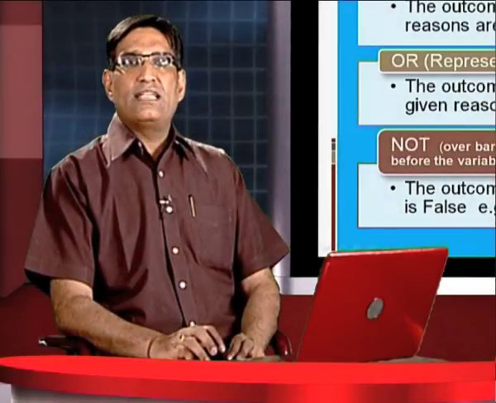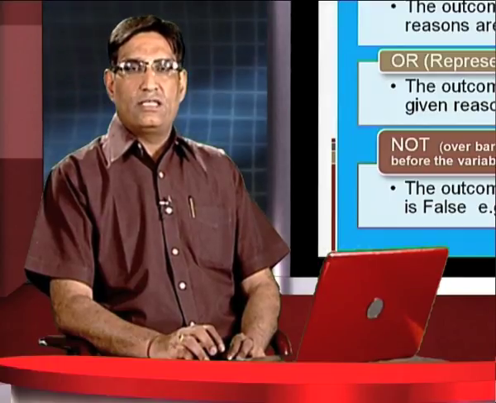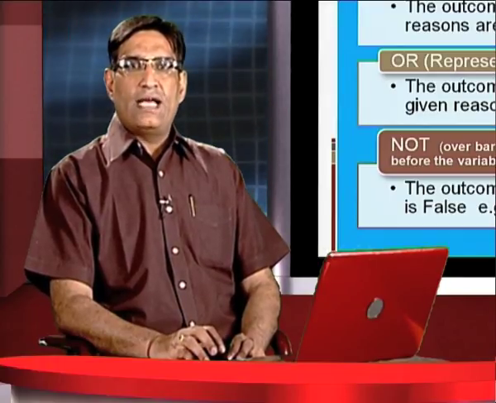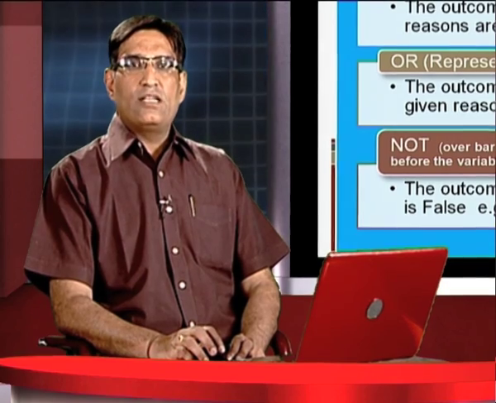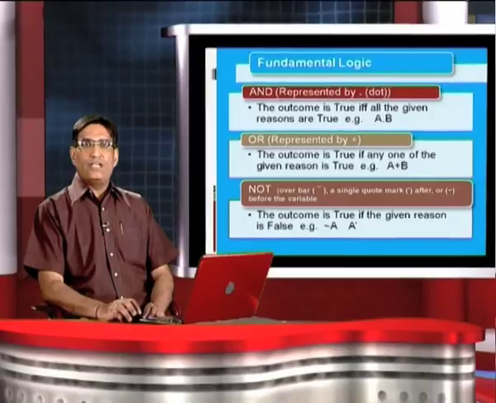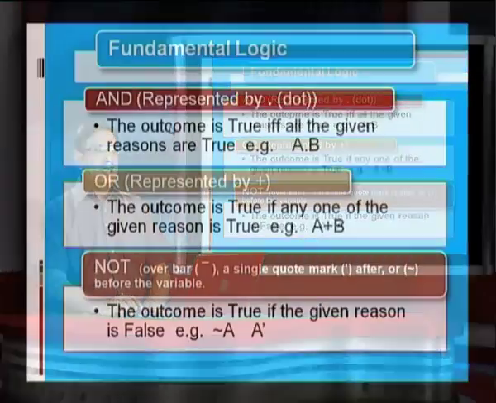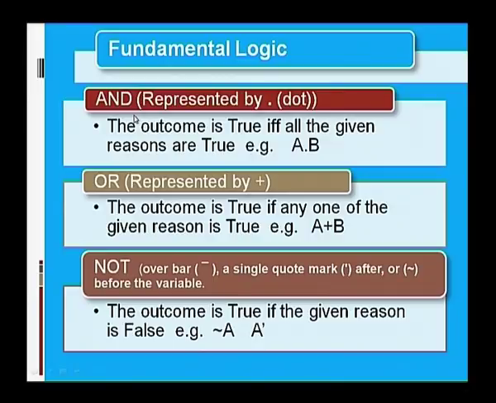Now let us understand fundamental logic. There are three fundamental logics to understand. The first is termed AND logic, the second is termed OR logic, and the third is termed NOT or negation logic. Let us first understand AND logic. AND is represented by a dot notation in computers, and it states that the outcome is true if and only if all the given reasons are true.